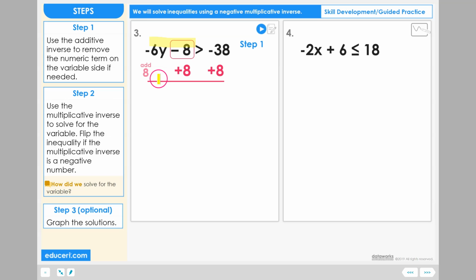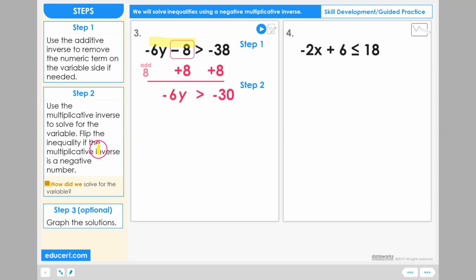Adding 8 to both sides gives us negative 6y on the left side, and this is greater than negative 38 plus 8 equals negative 30. Step 2. Use the multiplicative inverse to solve for the variable.